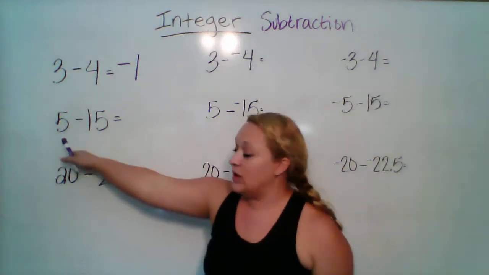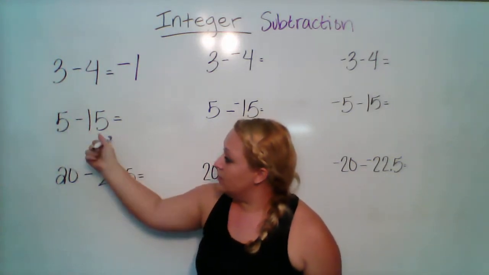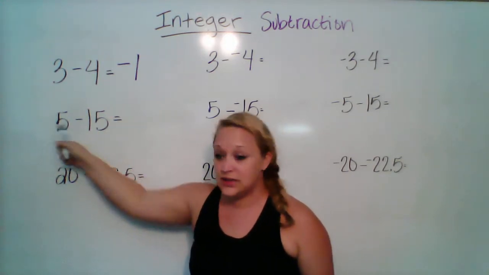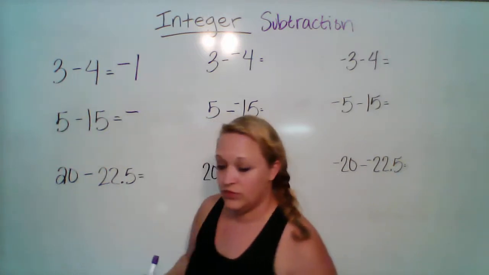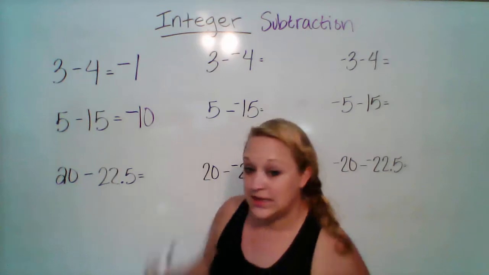Same thing. We have a little number subtracting a big. So, therefore, the bigger number is a negative. The smaller number is a positive, making my answer a negative. And then we just go backwards. 15 minus 5 is 10.